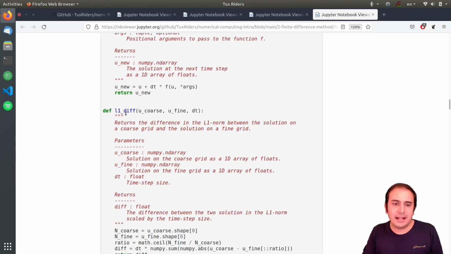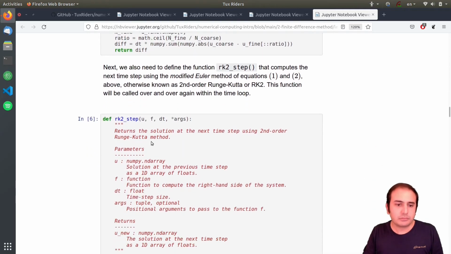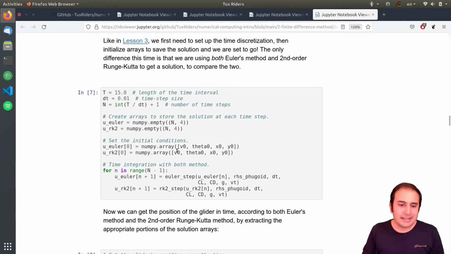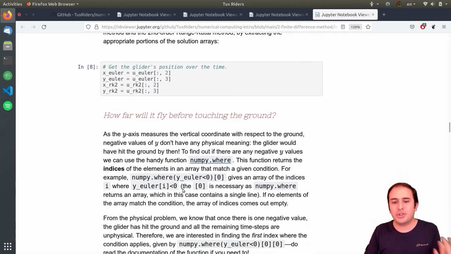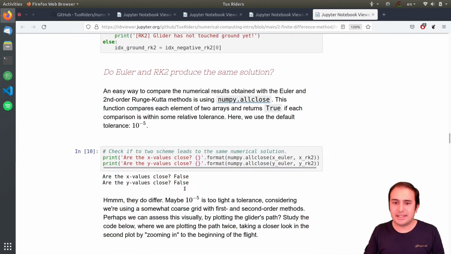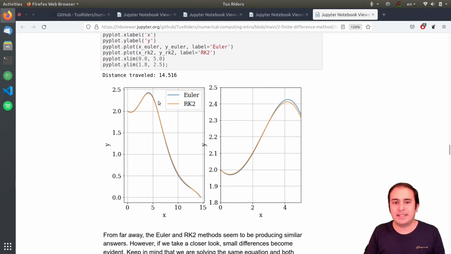And then the L1 norm. And then the Runge-Kutta step. This is a bit different. You can see this scheme is a bit different. And then it's a sort of comparing the solutions. So the solutions are exactly the same. We expect them to be the same. Let's see. Yeah, you see that the trajectory is exactly the same.